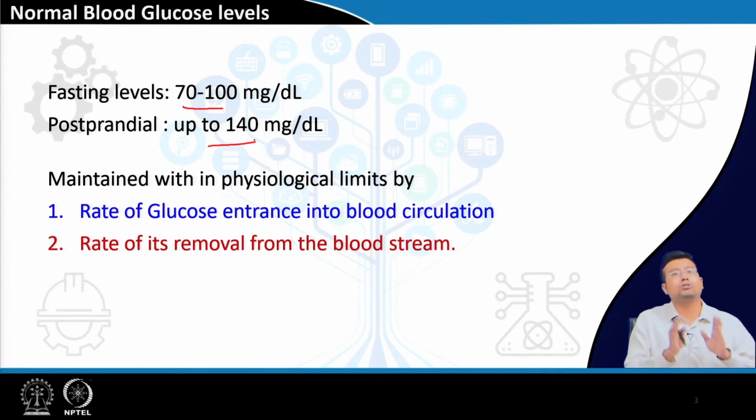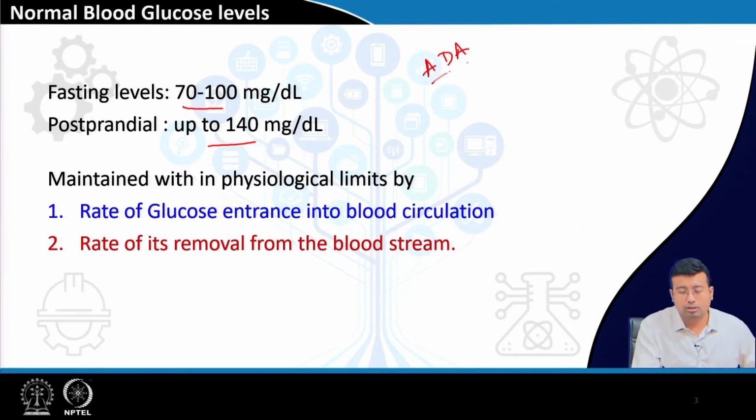Mind it, in many textbooks you might find it is up to 110 milligram per dl. We always quote ADA criteria, that is American Diabetes Association criteria, and it says 70 to 99 or 70 to 100 is normal level, right? Over that we go into pre-diabetic state, and we will be discussing that in the next lecture on diabetes mellitus.